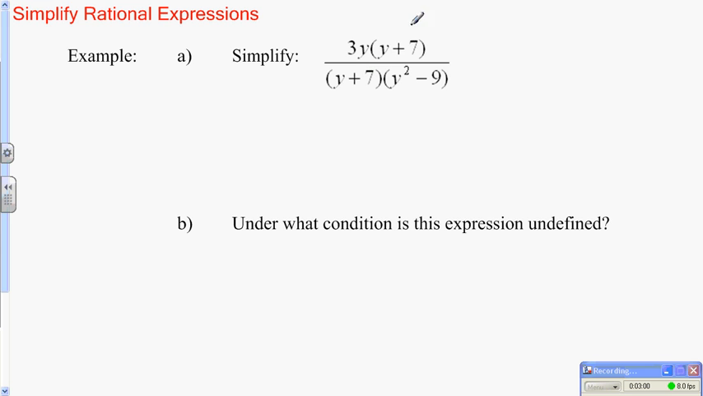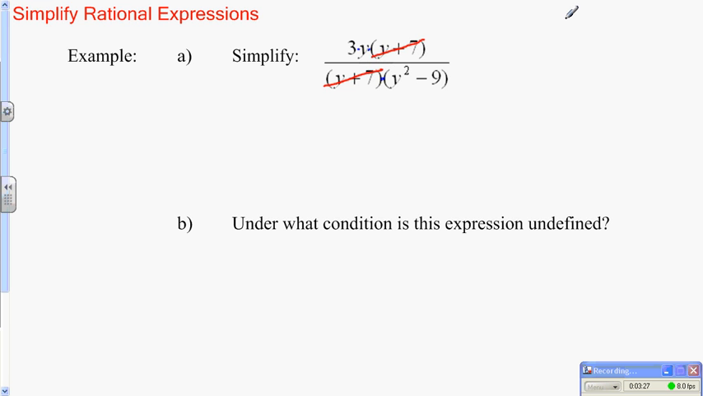So if we look at this, notice that there's a y plus 4, but it is the multiplication between these things that we are going to use to allow us to simplify. Now, because we have y plus 7 being multiplied times y and 3, that can cancel with the bottom y plus 7.